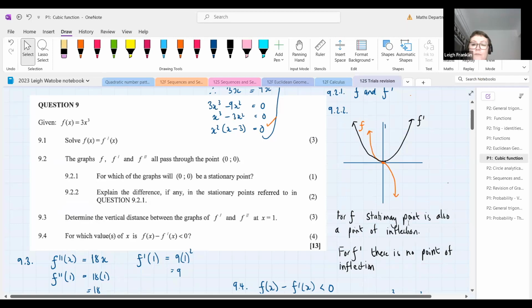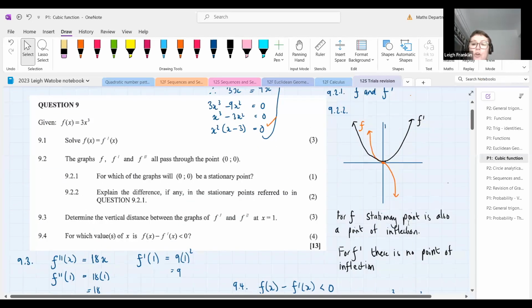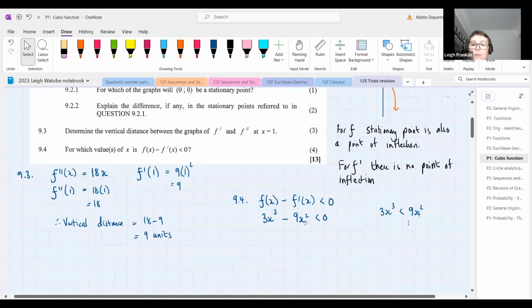Sorry, I'm just looking at the graphs in 9.2. So where is the cubic function above the parabola?